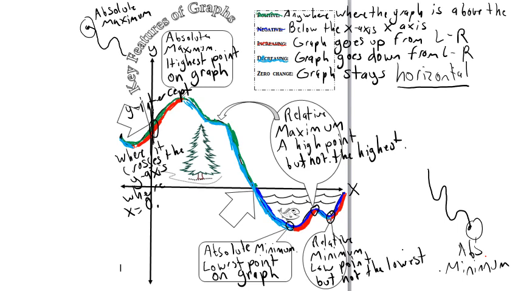And then this point over here, our last one, that is what we would call our x-intercept. Okay, and it crosses the x-axis. And it's where y equals 0.